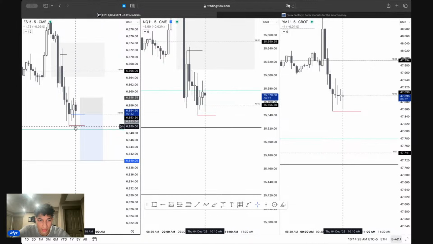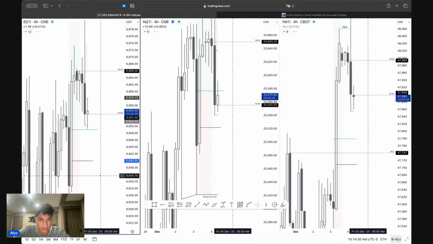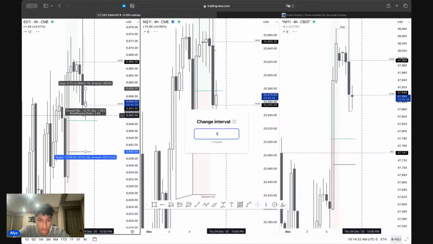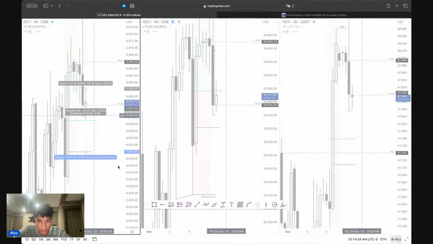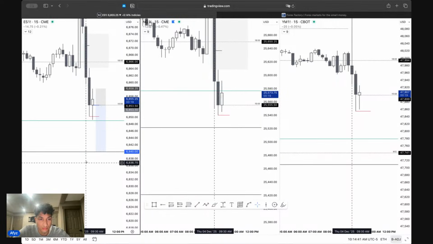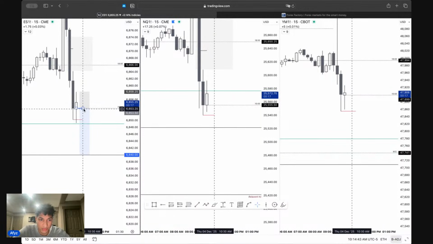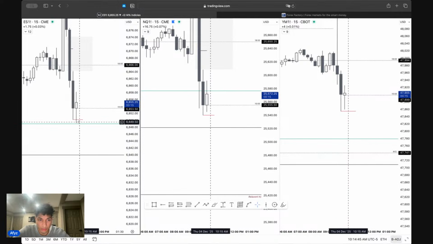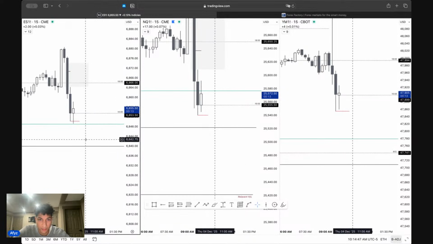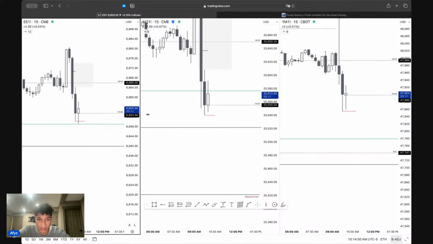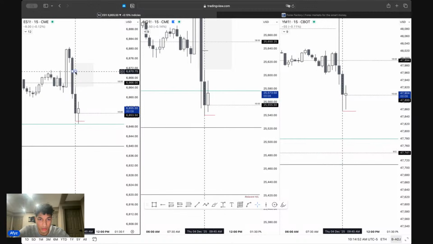Right now, we just swept out that previous 4-hour low, right? See that? So we swept out this previous 4-hour low. Let me get rid of this for a second so I can show you. We swept out the previous 4-hour low, which I have marked out right here. We could see price come back into this range. That's why the 5-minute 60 is important to see.